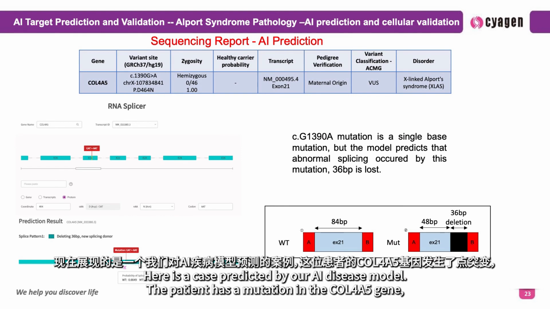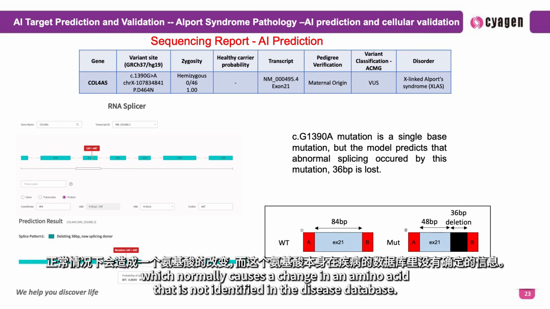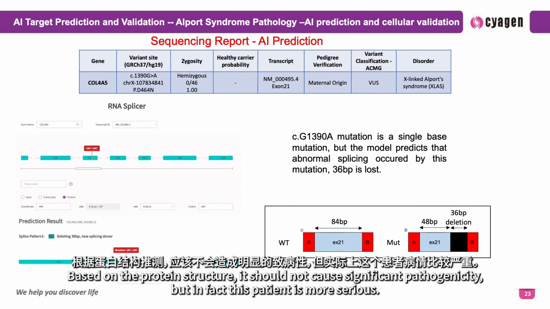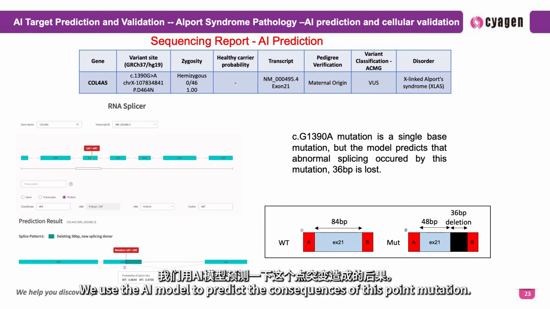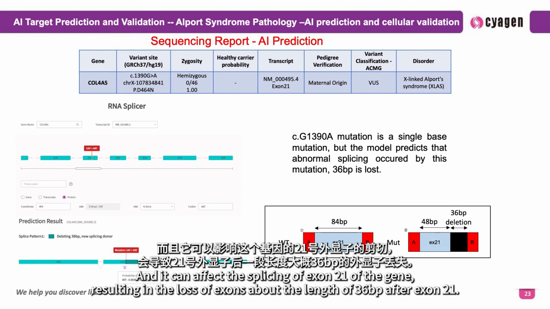Here is a case predicted by our AI disease model. The patient has a mutation in the COL4A5 gene, which causes a change in an amino acid that is not identified in the disease database. Based on the protein structure, it should not cause significant pathogenicity, but in fact this patient is more serious. We used the AI model to predict the consequences of this point mutation, and it can affect the splicing of exon 21 of the gene, resulting in the loss of exons about 36 BP in length after exon 21.